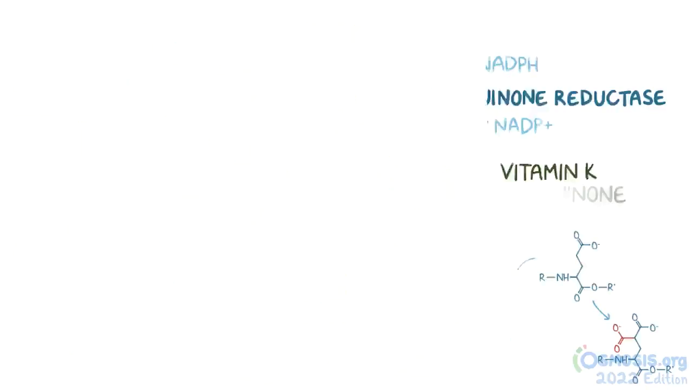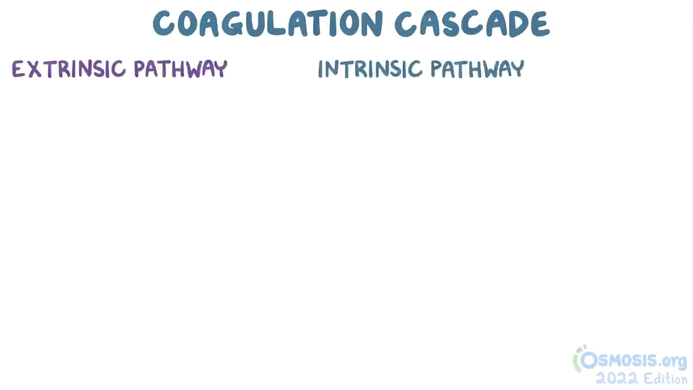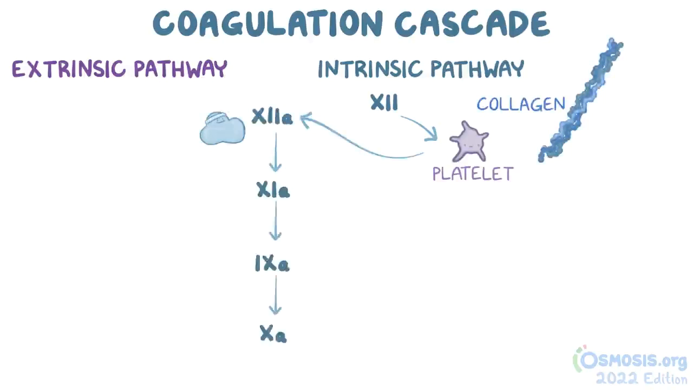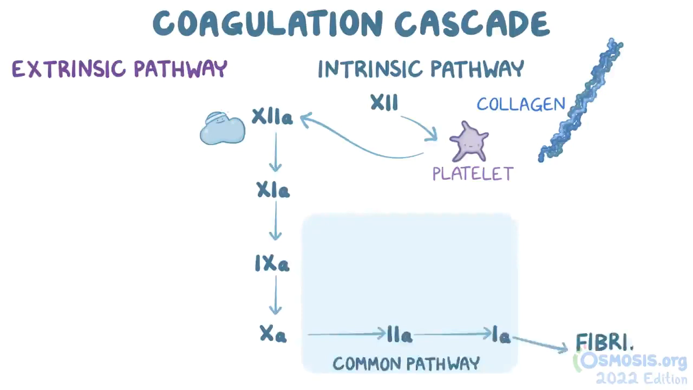Now, let's take a closer look at the coagulation cascade to see where these coagulation factors play their respective roles. The coagulation cascade begins via two pathways, the extrinsic and intrinsic pathways. The intrinsic pathway starts when circulating factor 12 comes into contact with the surface of activated platelets or collagen. Activated factor 12 then activates factor 11, which activates factor 9, which activates factor 10. Factor 10 starts the common pathway where it activates factor 2, which activates factor 1 that builds the fibrin mesh.